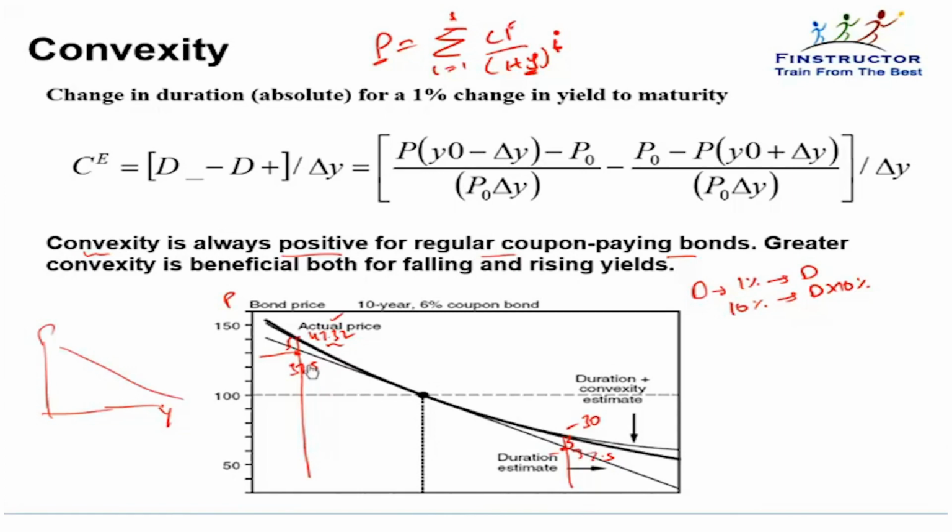Convexity measures the change in duration for a 1% change in yields. The concept here is that as yields change, not only does the price change, the duration of the bond itself changes. So for a 10% change in yields, if we just multiply it with the same duration, it may not be the correct thing to do, because as the yields changed by 1%, the duration itself changed.